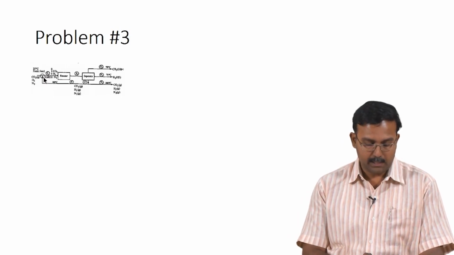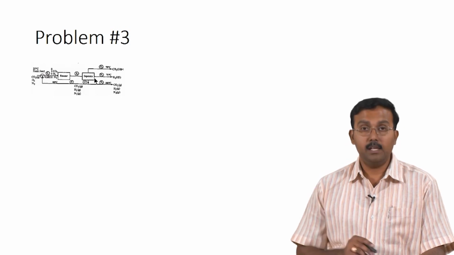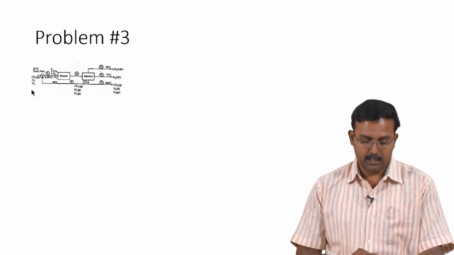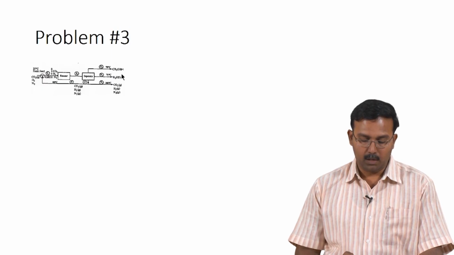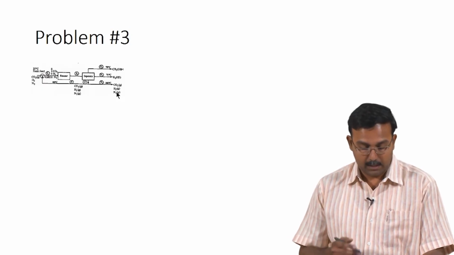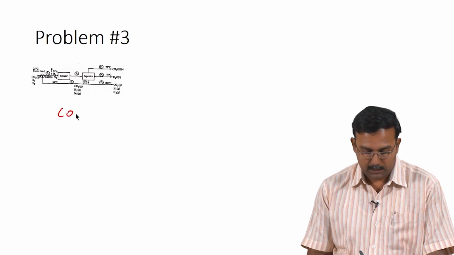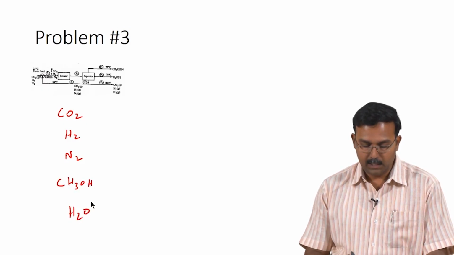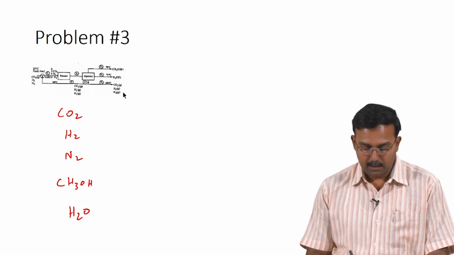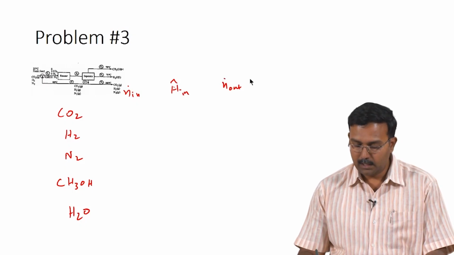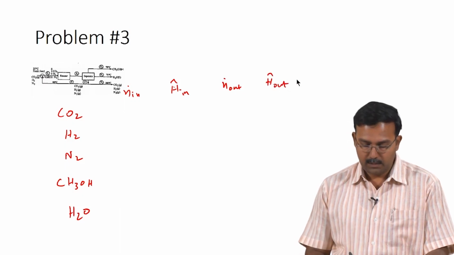The overall system encompasses the mixing point, reactor and the separator. So, the only streams which are crossing the system boundary are the fresh feed which contains carbon dioxide, hydrogen and nitrogen, the product streams which are methanol and water, and the purge stream which contains carbon dioxide, hydrogen and nitrogen. So, let us now write the enthalpy table for this. You would have carbon dioxide, hydrogen, nitrogen, methanol and water. These are the components which are crossing the system boundary. So, you have n-dot in, H-hat in, n-dot out and H-hat out. Let us fill out the values.